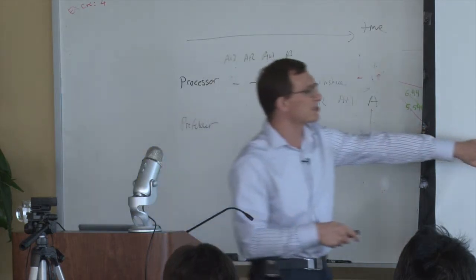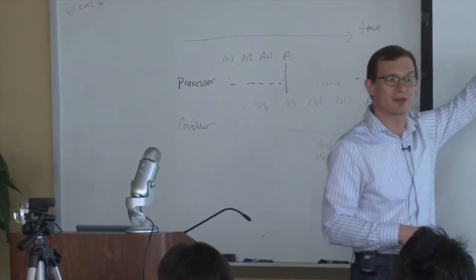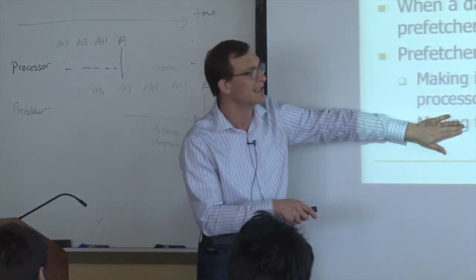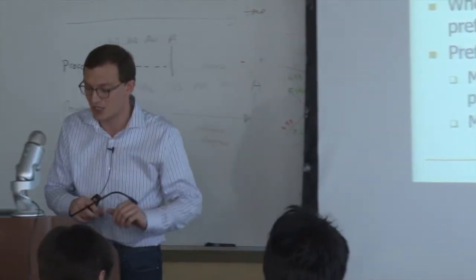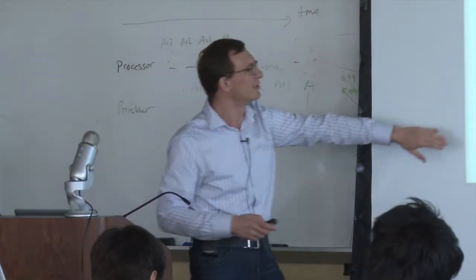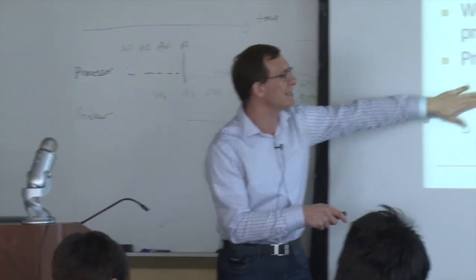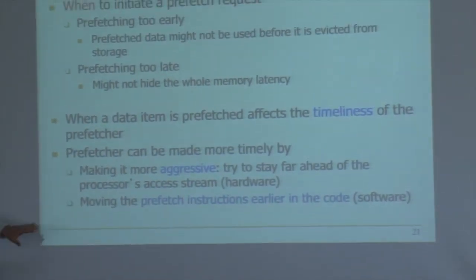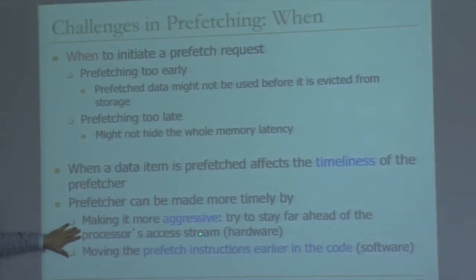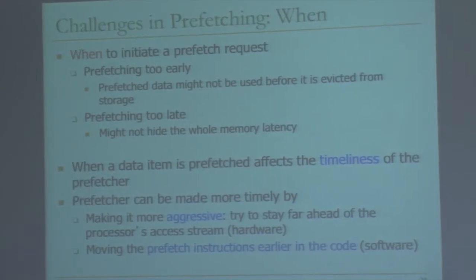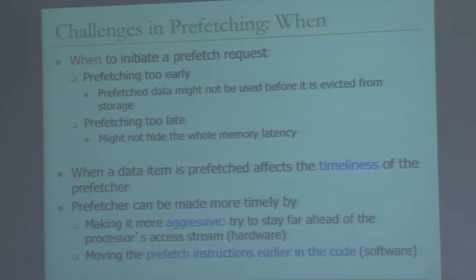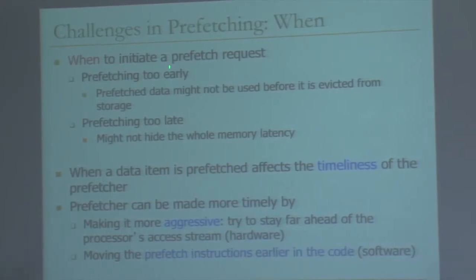If you're doing prefetching in software, you can move the prefetch instructions earlier in the code. There are special instructions called prefetch instructions to do prefetching, to preload data into the caches, and you can move them earlier in the code. Now, there's a trade-off whenever you do both of these. If you increase the distance of the prefetcher from the processor's access stream, then you may start prefetching too early. Same here. If you move the prefetch instructions earlier in the code, you may start prefetching too early.